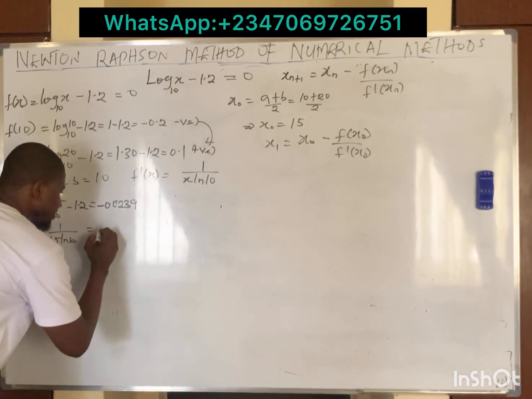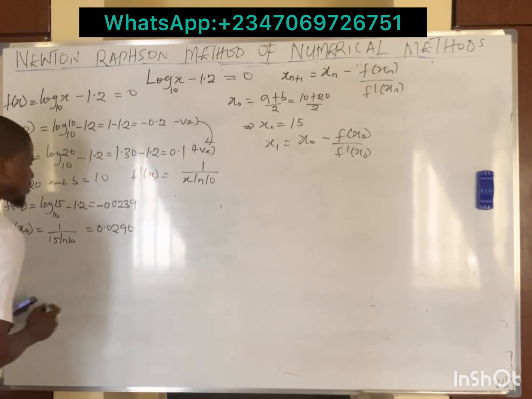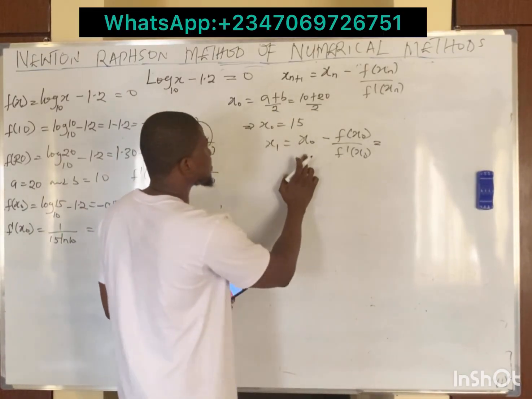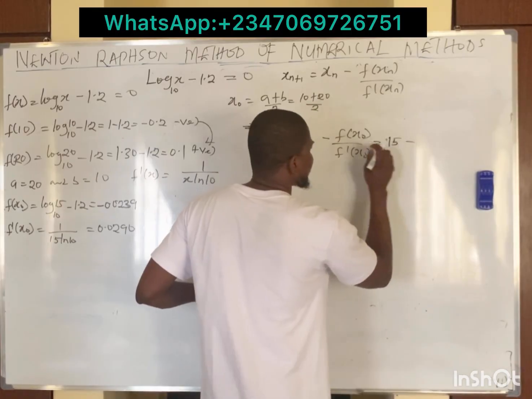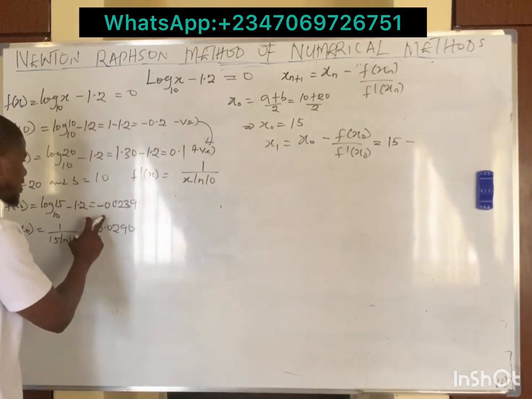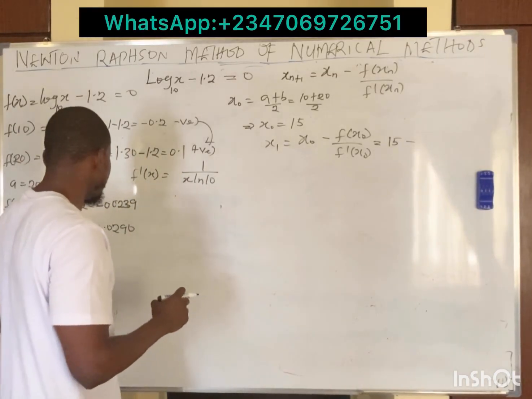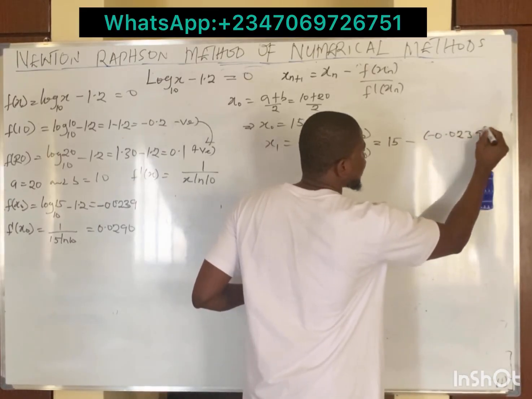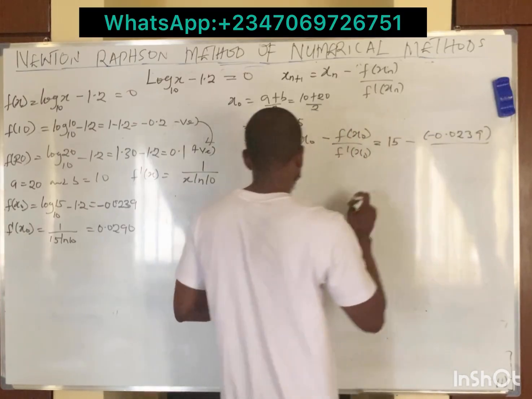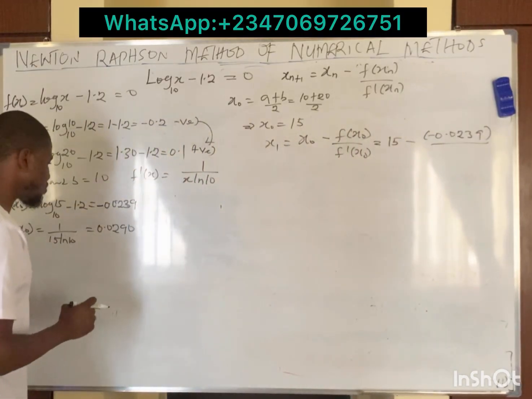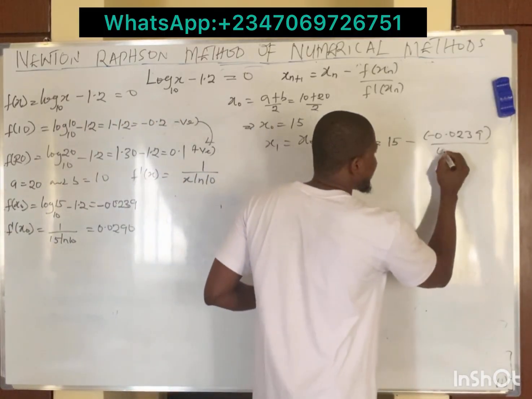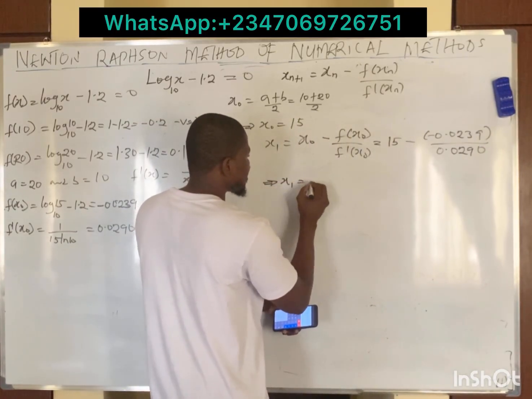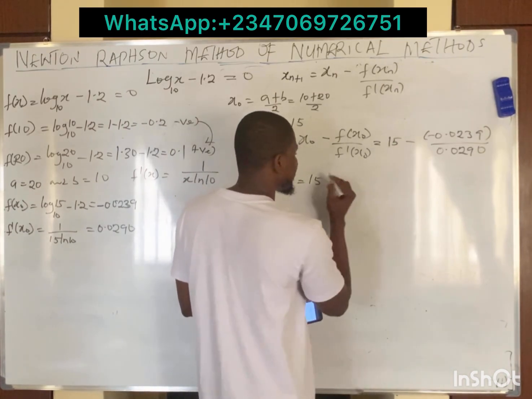That gives us approximately 0.0290. So let's plug in to get our first root. This is going to be equal to x naught, which is known as 15, minus f of x naught. We have f of x naught as negative 0.0239, so we have negative 0.0239 divided by f prime of x naught, which is 0.0290. So this simply implies that our first root x1 equals 15 minus, and this minus becomes positive.